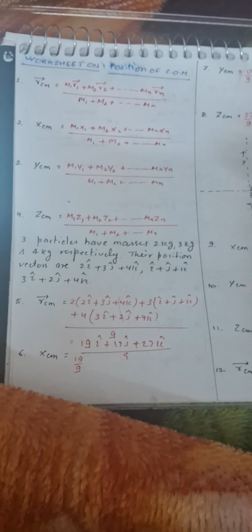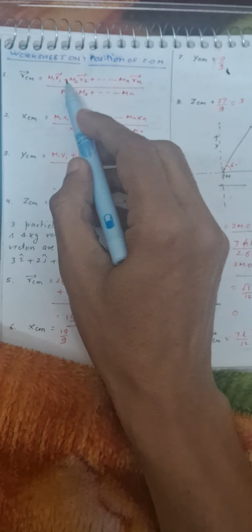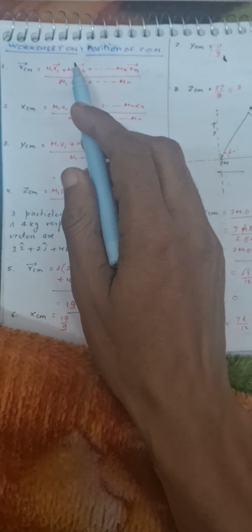So here is the worksheet. The first question is the position vector of center of mass. Suppose the system is composed of n point masses having position vectors r1, r2, up to rn. The position vector of center of mass is (m1 r1 plus m2 r2 and so on up to mn rn) upon (m1 plus m2 plus so on up to mn). This is the first expression.